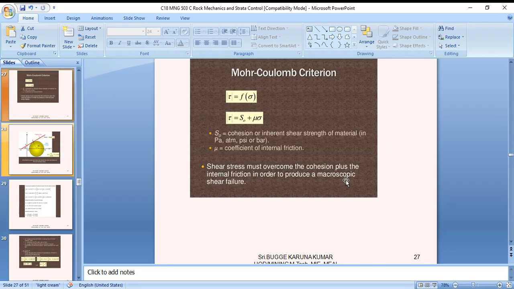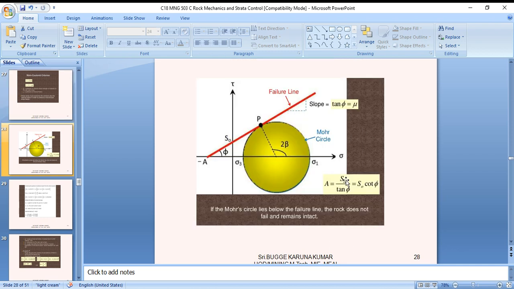The Mohr-Coulomb criterion. This is the cohesion, or inherent shear strength of the material, in pascals or bars. And the coefficient of internal friction. Shear stress must overcome the cohesion plus the internal friction in order to produce a macroscopic shear failure. So this is the complete Mohr-Coulomb criterion for rock failure.